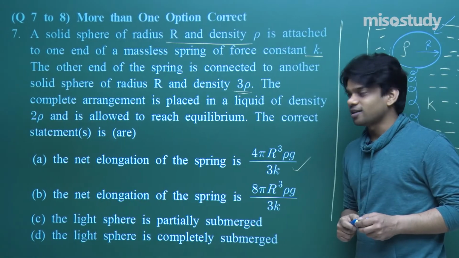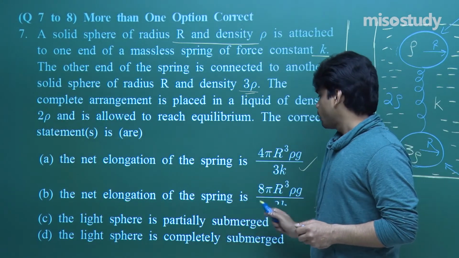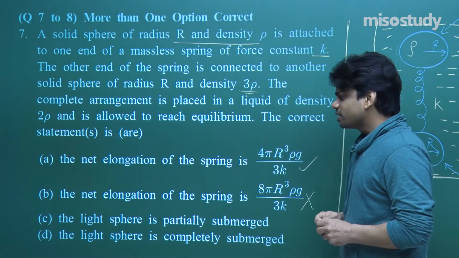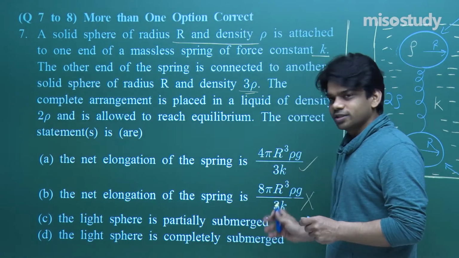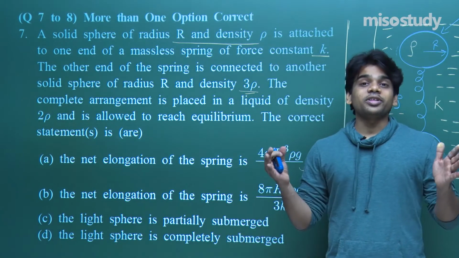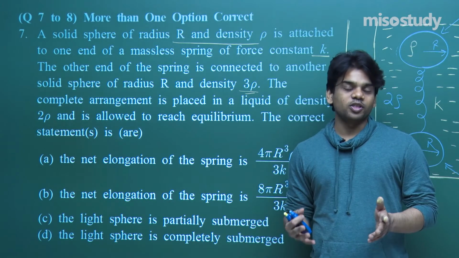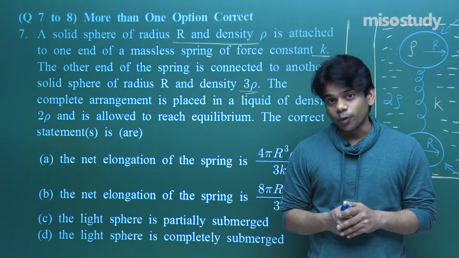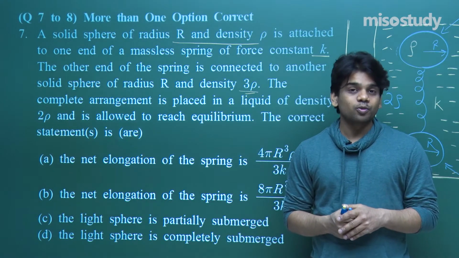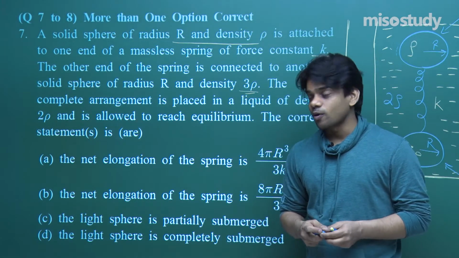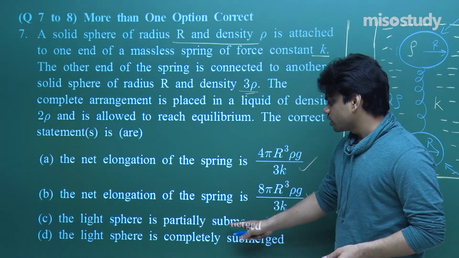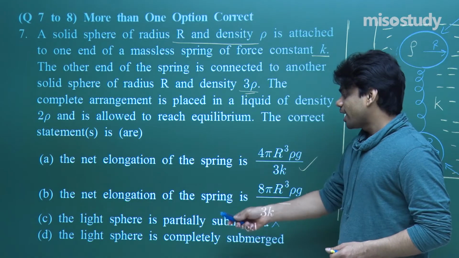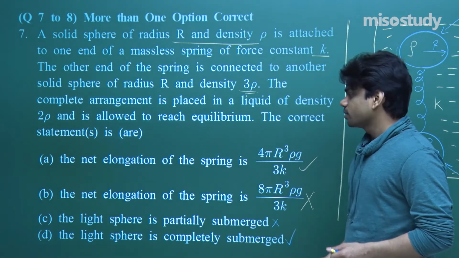Yes, this is the answer, that's matching. The net elongation of the spring is 8 pi r cube rho g by 3k. No. Option number C, the light sphere is partially submerged. Now see here, in our case, equation is balanced, and we have taken the sphere as completely submerged, and that is giving us the right equation. For the equilibrium, it has to be completely submerged as we are getting as per the response. So the light sphere is partially submerged? No, it is completely submerged that we have taken. That's right. The light sphere is completely submerged. Yes, this is the answer.